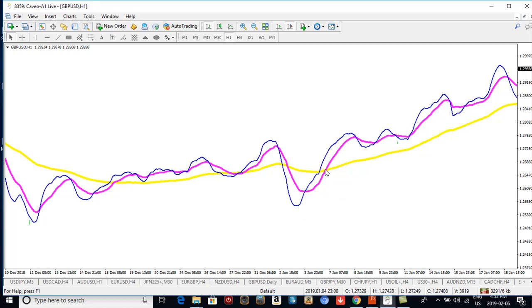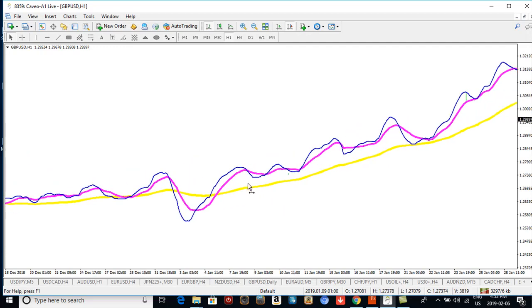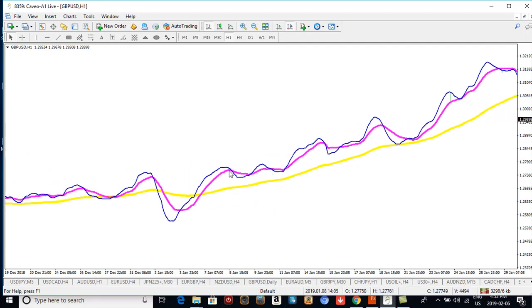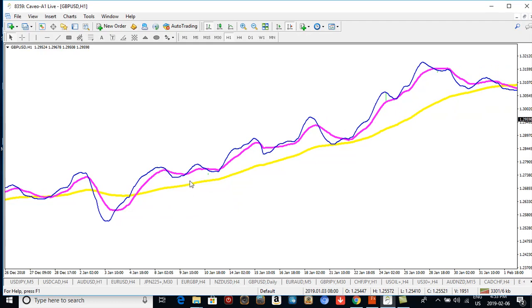So when the 50 crosses the 250, now you start buying. You have a perfect buy: blue, pink, yellow. Then you go like this. As long as the 50 sustains itself above the yellow, you just don't close your position. You just continue. You move your stop loss and just leave it. Okay? You just leave it.